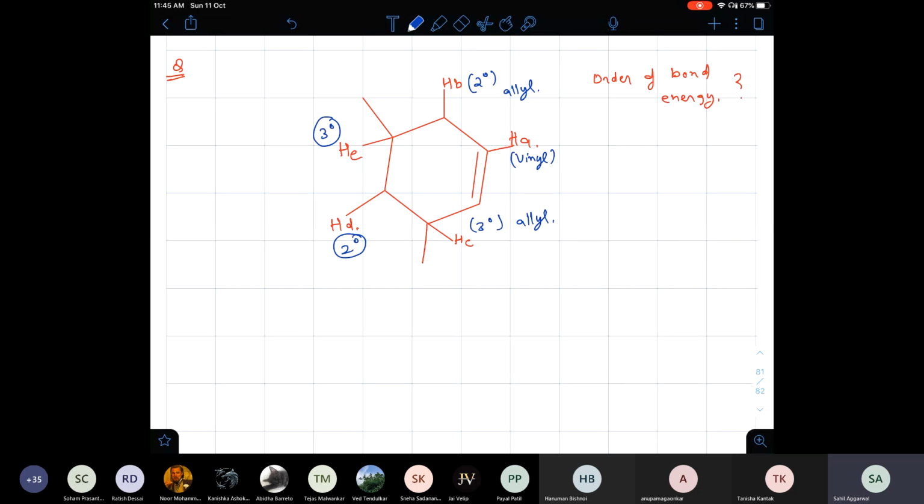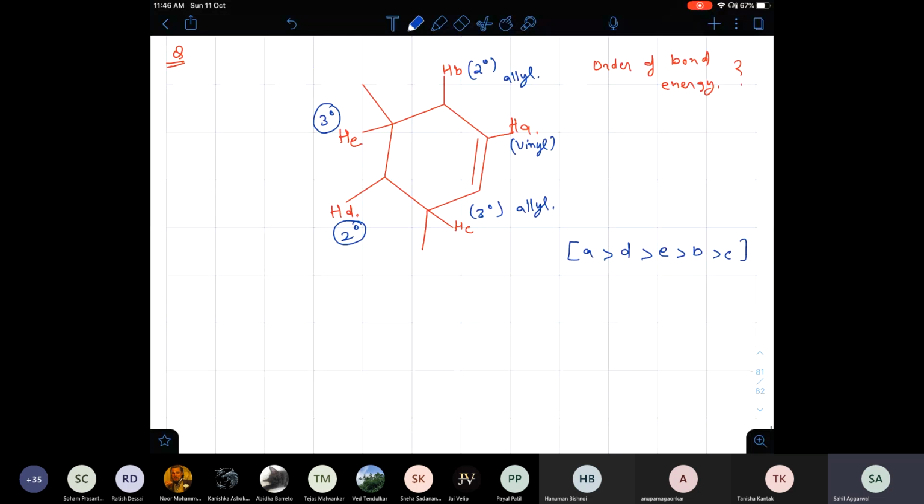So C will require minimum energy. Then B. Then E. Then D. And then A. Any problem to anyone in this?